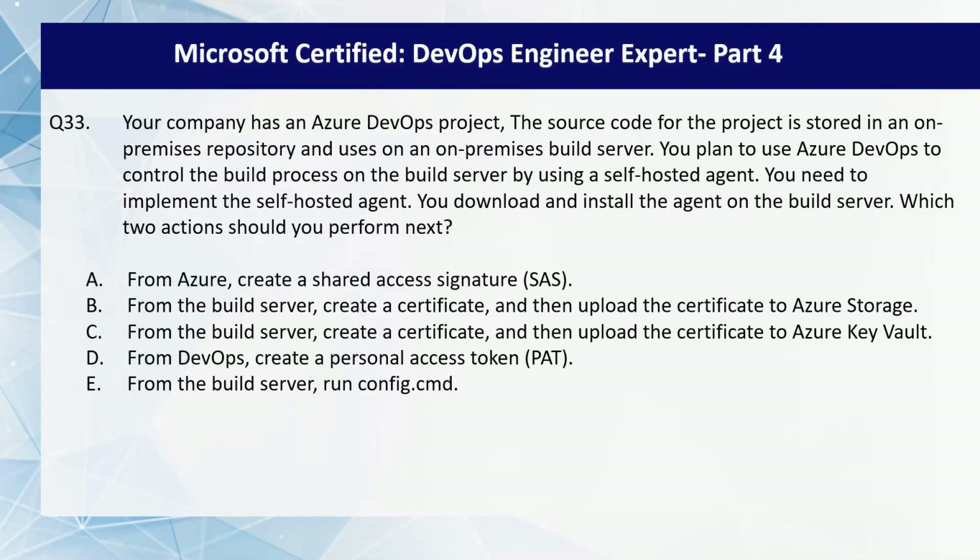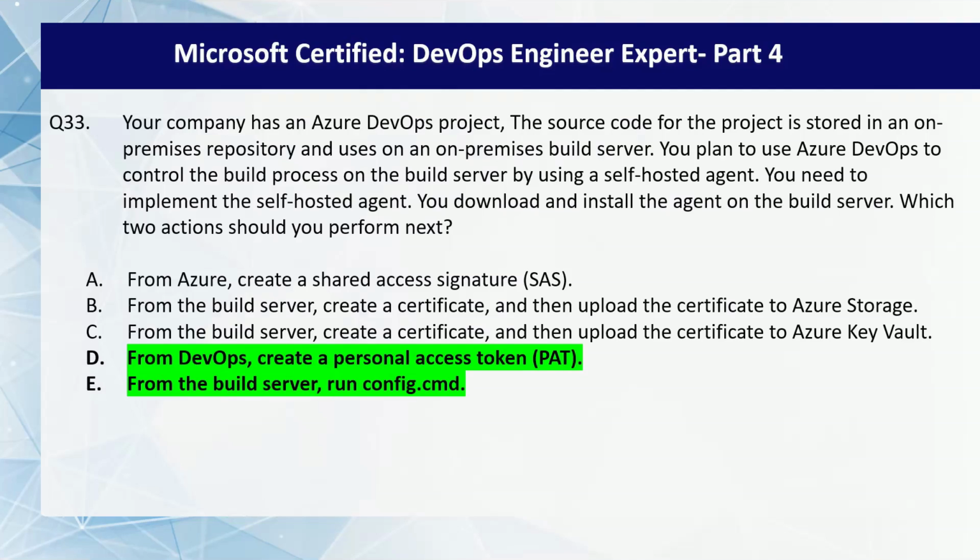Now, friends, when setting up a self-hosted agent for Azure DevOps, you need to authenticate the agent with Azure DevOps using a personal access token. The token should have the necessary permissions to register and run the agent, and you should run the agent configuration script, which is config.cmd, on the build server. After downloading and installing the agent, you must configure it by running config.cmd and providing the Azure DevOps organization URL and path. This command registers the agent with Azure DevOps and connects it to the build pipeline.